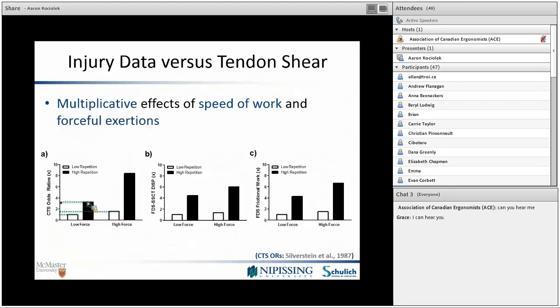And then if we had a job that had both a high force and a high repetition, we saw a very drastic or multiplicative effect of increased risk in terms of the odds ratios. So more than 8 times the people would get injured if they're doing a high force, high repetitive job versus a low force, low repetition job.